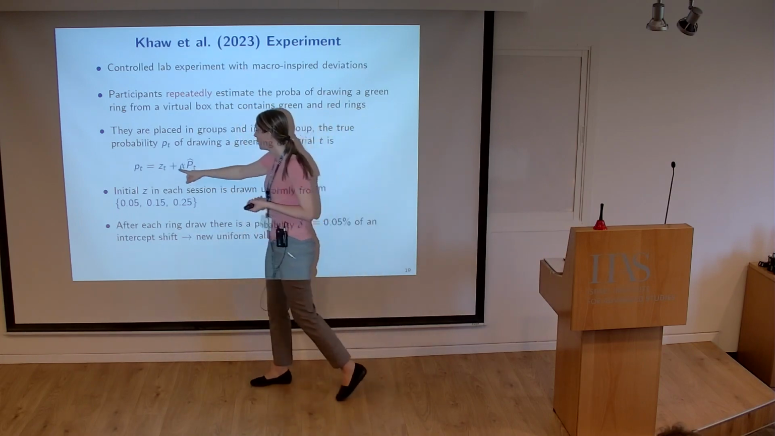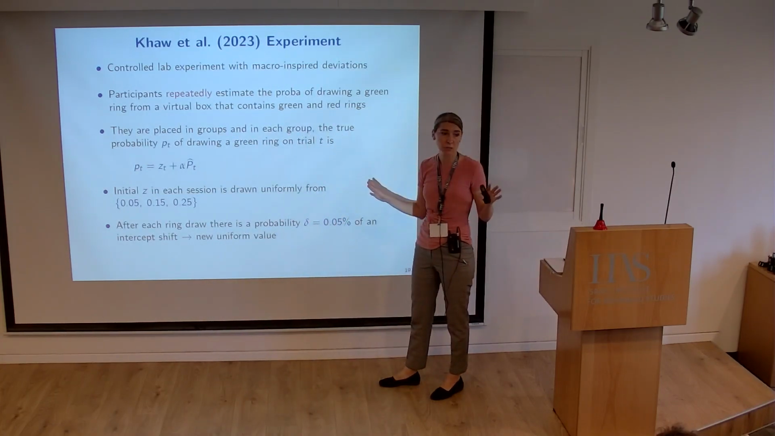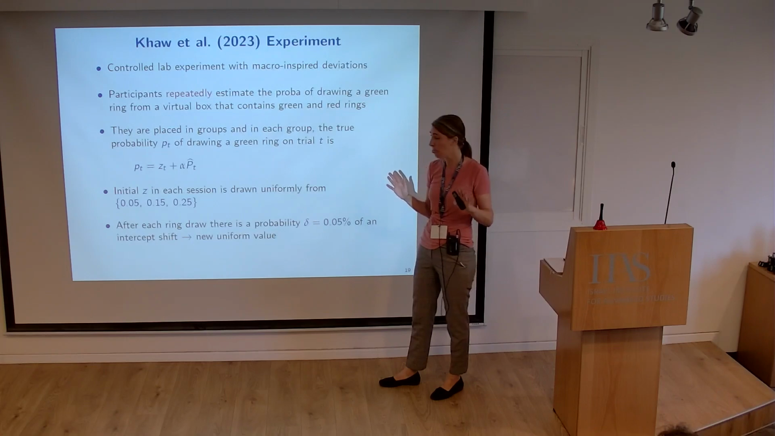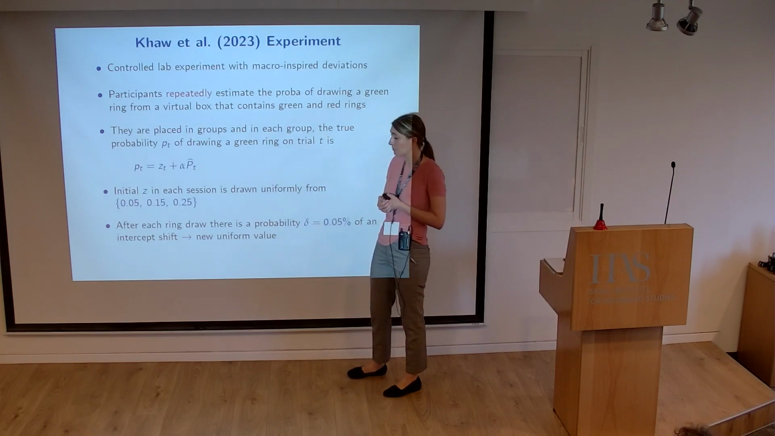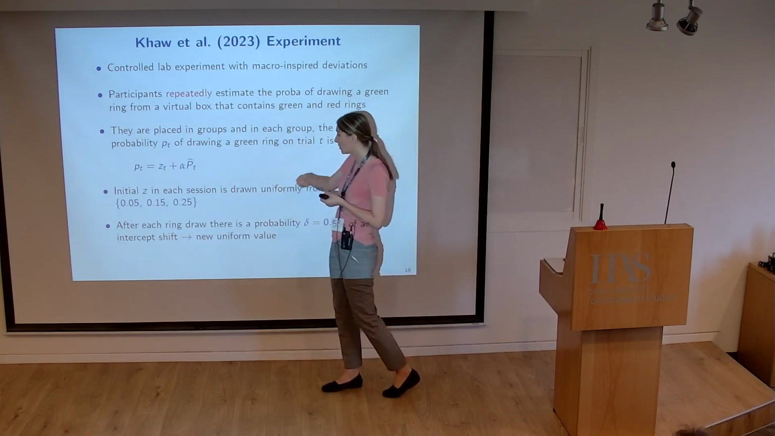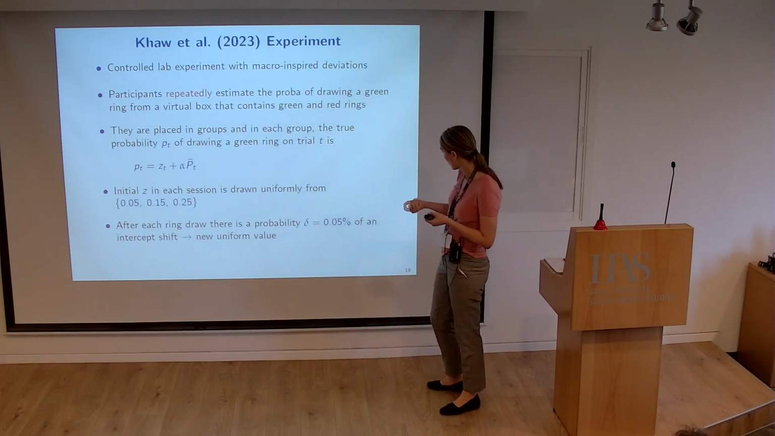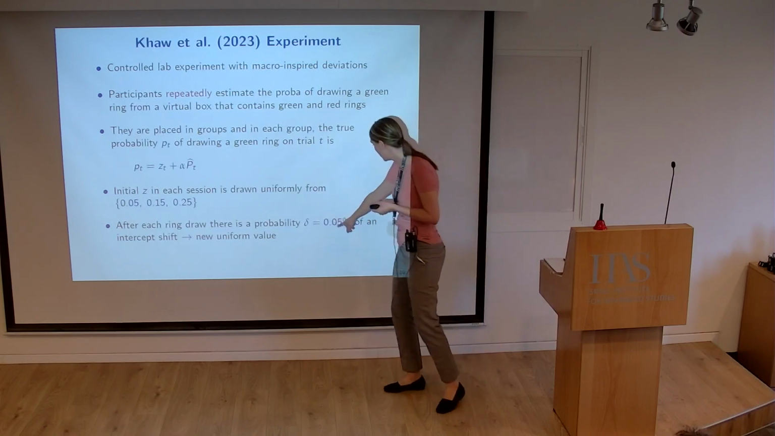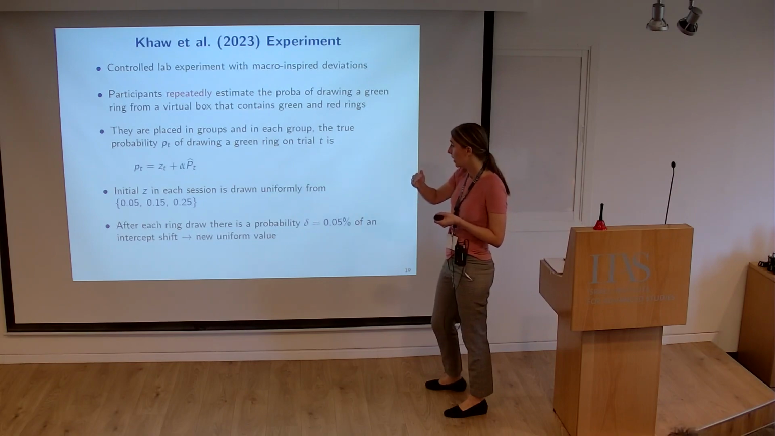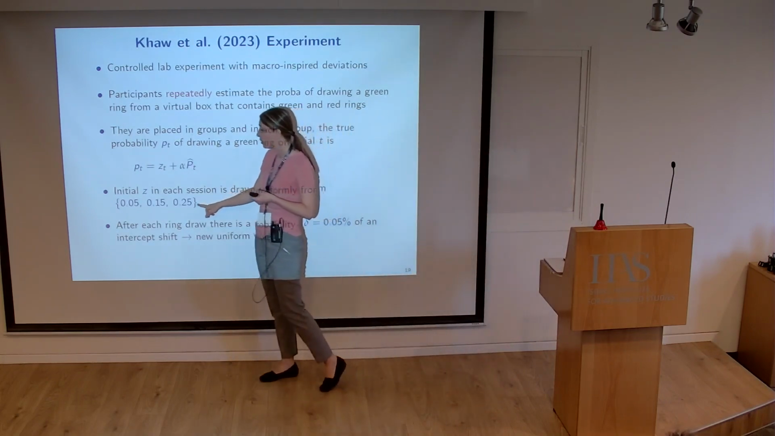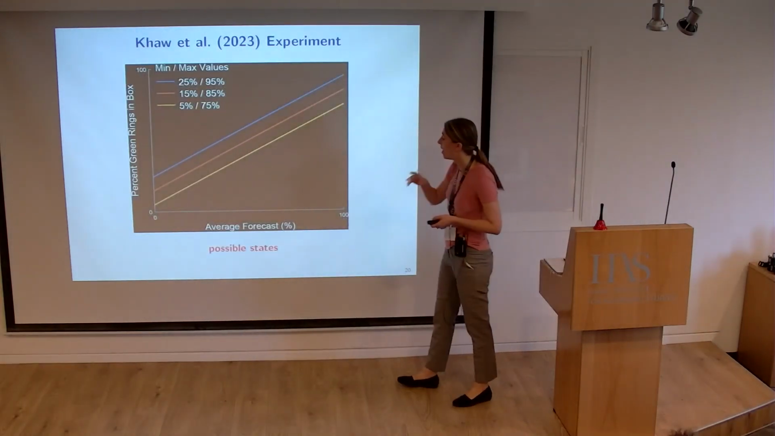Okay, and the initial Z in each session is drawn uniformly from just a small set of 3 possible values: 5%, 15%, 25%. Alpha is going to be 0.7. And after each ring draw, there's a small probability, delta of 0.5%, of an intercept shift, of a change in Z, in which case a new Z value is drawn with uniform probability from this set. Okay, so these are the possible states.